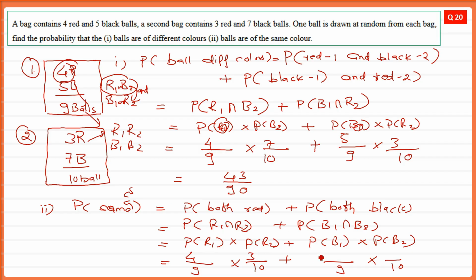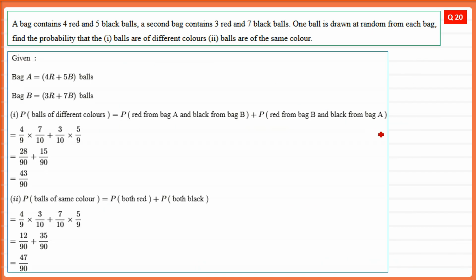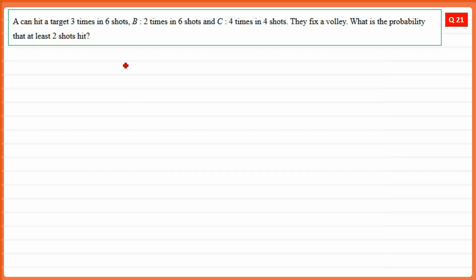So 3 by 10. How many black from the first one? 5 blacks are there. So 5 by 9. How many blacks from the second one? 7. So this is 7. When you multiply them, the final result will be 47 by 90. These are the 2 probabilities of this question. And this is how it will be done. This is the formal way of writing, if you ever have to write it like this.